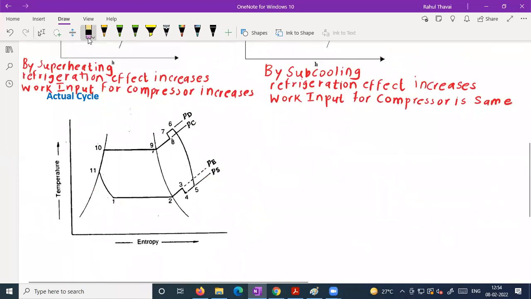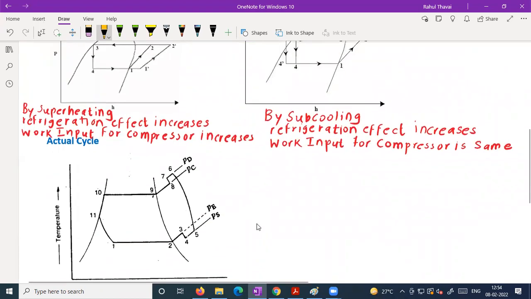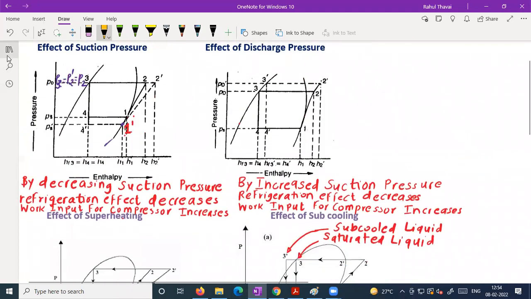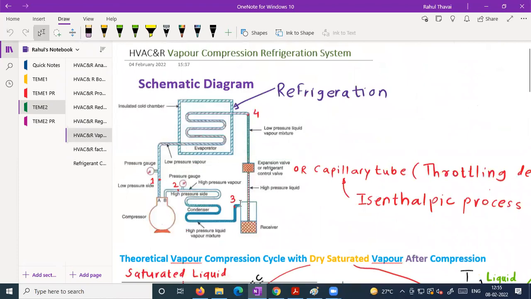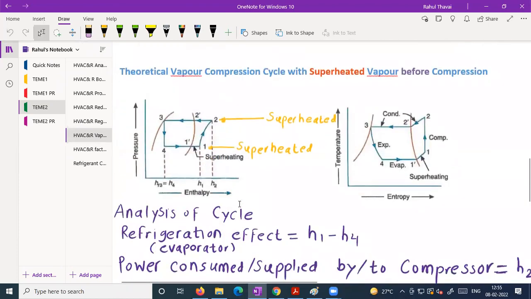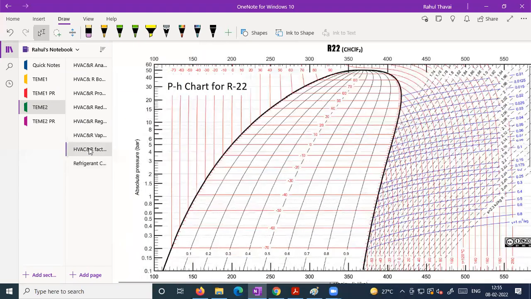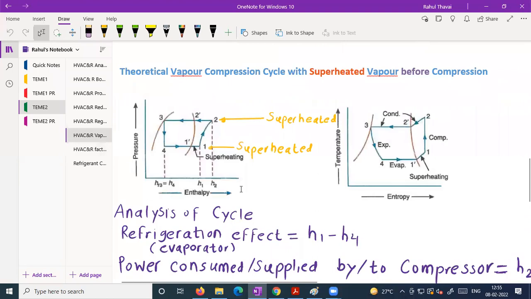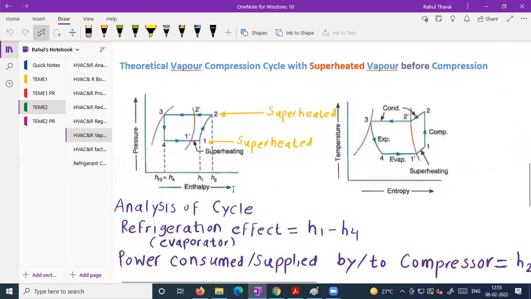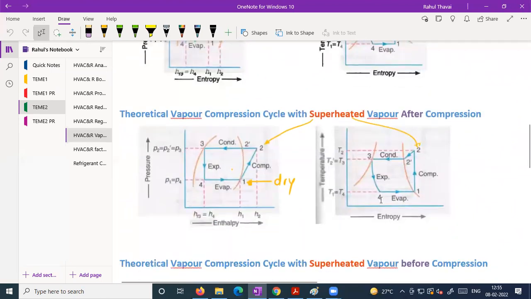Now we are moving to the last part, that is called the actual cycle. Now when you see the ideal cycle, you can pick any one of the ideal cycles if you want. I'll just pick one of the ideal cycles out of all what we have seen. Let us pick this one, the superheated cycle.